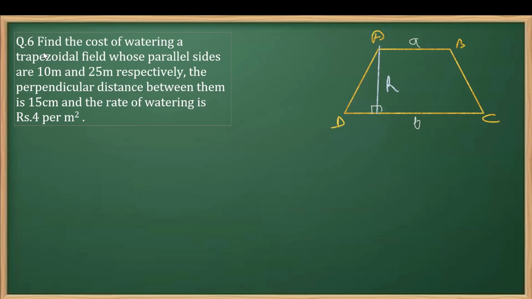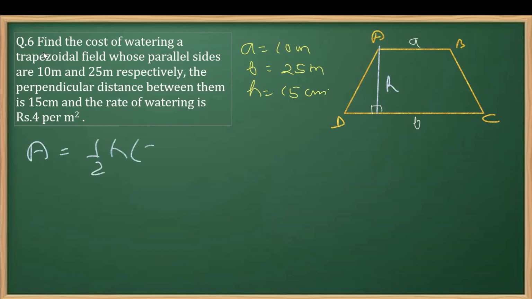Now, before that, we need to write down the information we have. We have A as how much? Parallel side is 10 meter and the other parallel side B as 25 meter. I can see that the altitude is given as 15 centimeter. So as we discussed, we'll be getting the area. So let's write the formula of area for trapezium: half into h, that multiplied by the sum of the parallel sides.